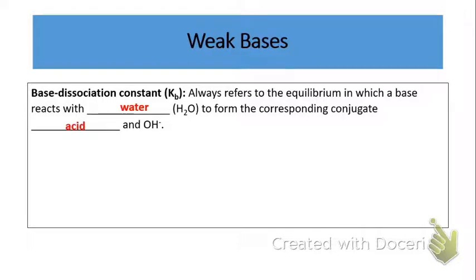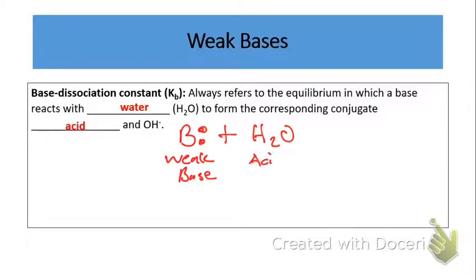For example, let's use B to symbolize a base. Usually the qualification for a base is that it has a lone pair that can accept an H+, in this case from water. So this is our weak base here, and water is going to be our acid. The water is going to donate an H+ to the base because of the lone pairs.